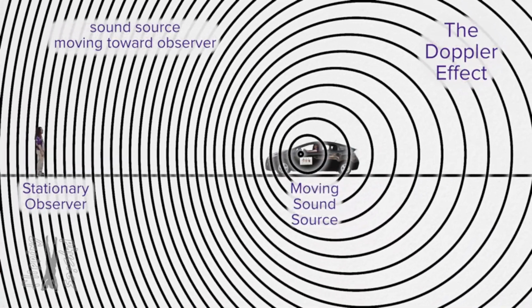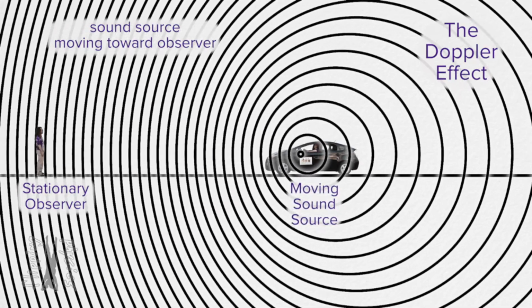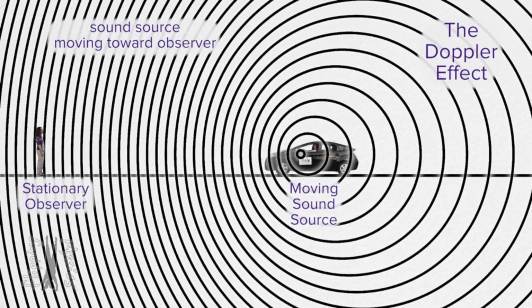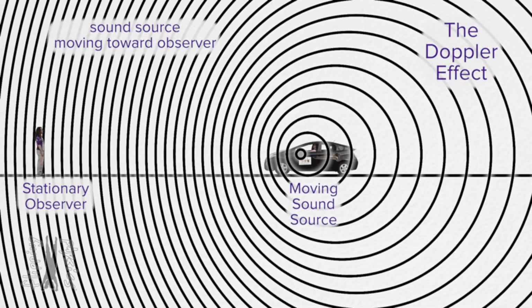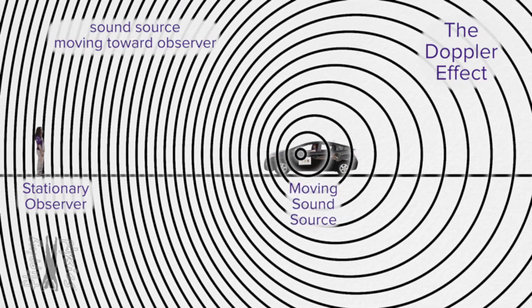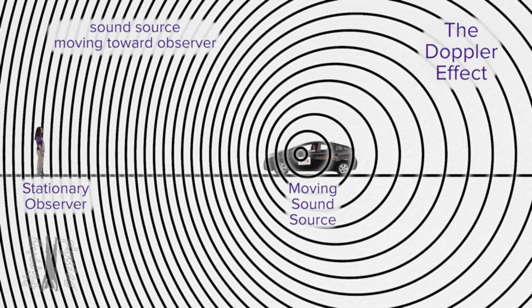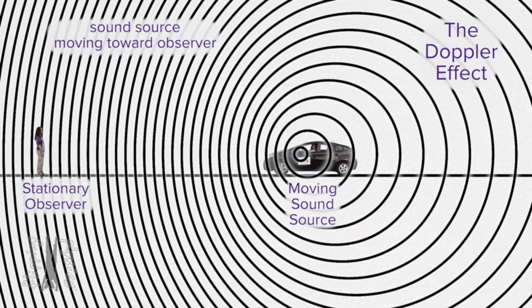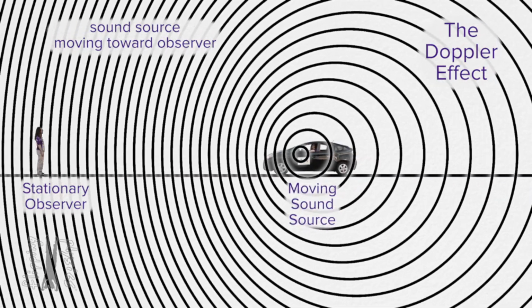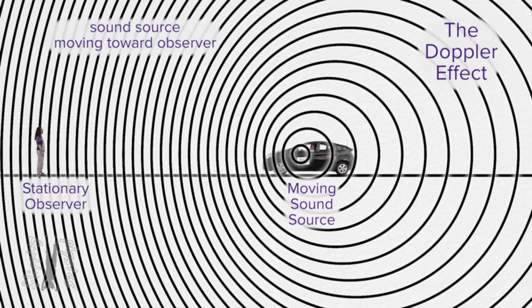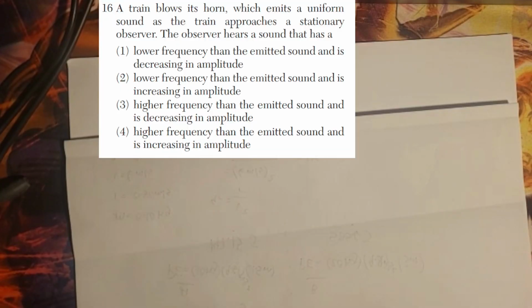Those sound waves are getting squished up as the train comes toward you, which is going to result in a higher frequency. If it's moving away from you, if you're on the back side of it, then all those waves are getting spaced out and you'll get a lower frequency. Since the train in this example is moving toward us, like this person on the left standing as a stationary observer, that frequency is greater. We have an increased frequency.